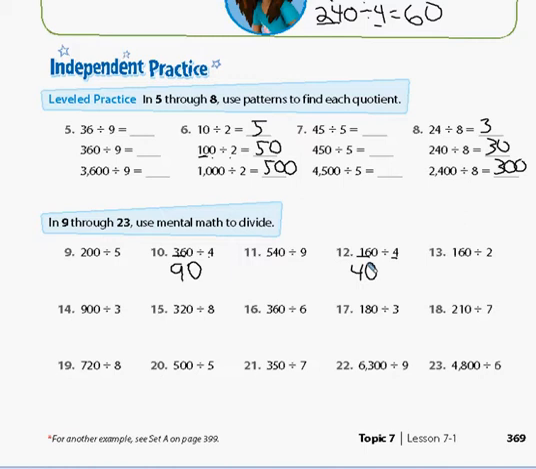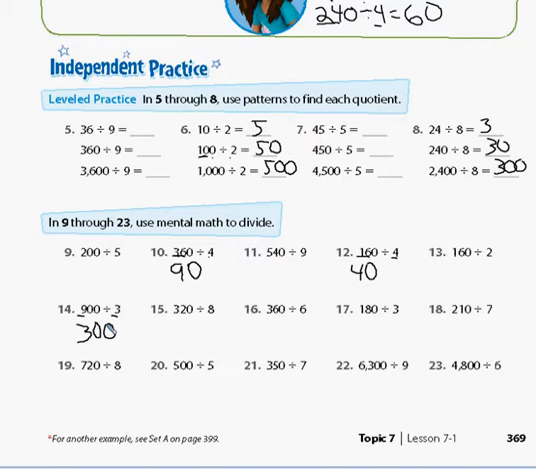Problem number 14. The basic fact we have on this is 9 divided by 3. We know 3 times 3 equals 9, and I have 2 zeros there to mark my place value. So 900 divided by 3 would be 300.